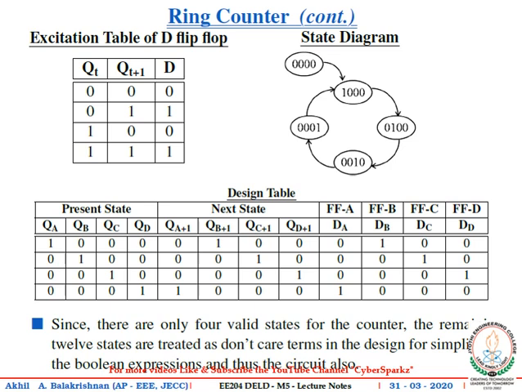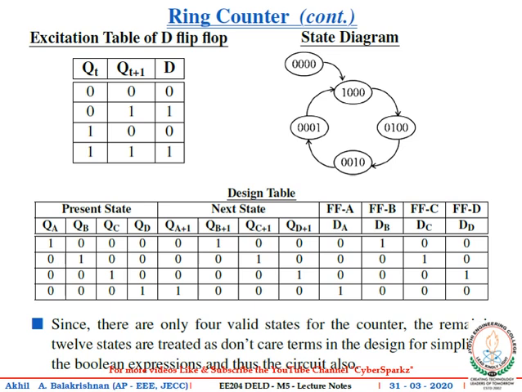Now we have to complete the design table. Since there are only 4 valid states, your design table will have only 4 rows of data, starting from 1000, 0100, 0010, and 0001. Next you have to complete the next state column.